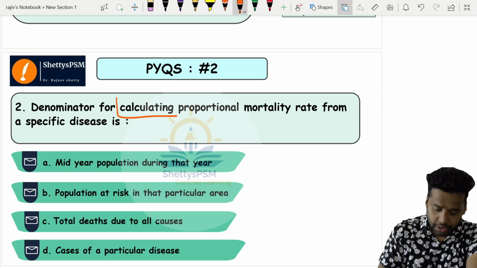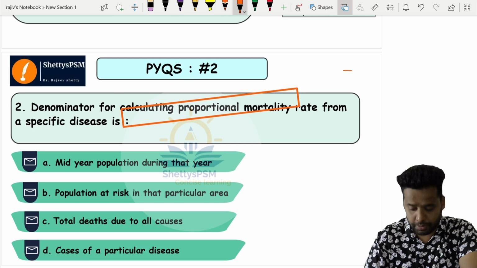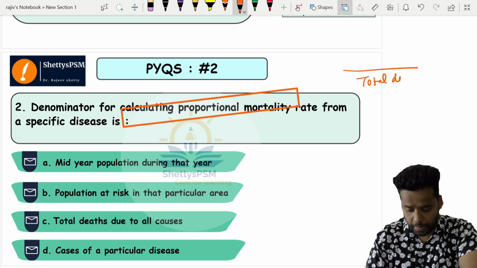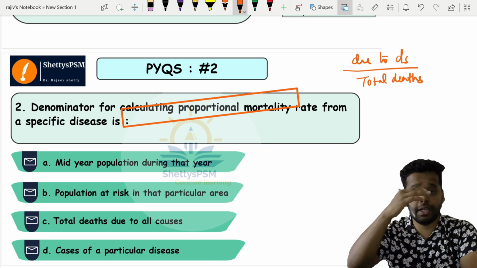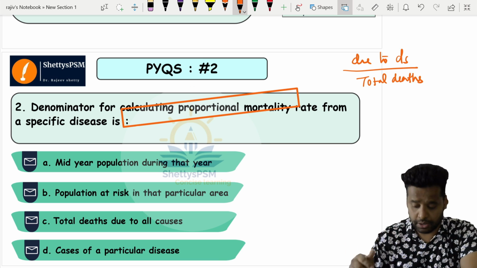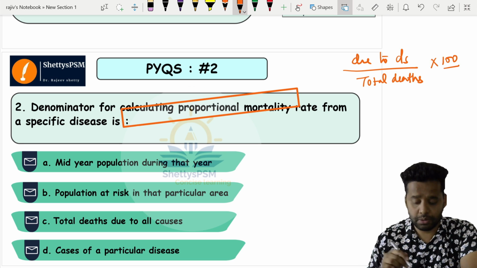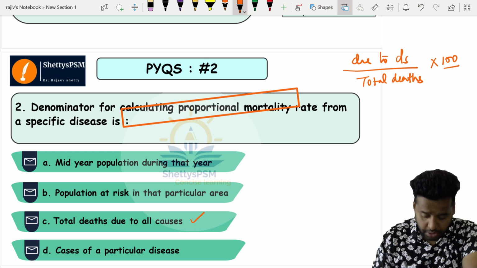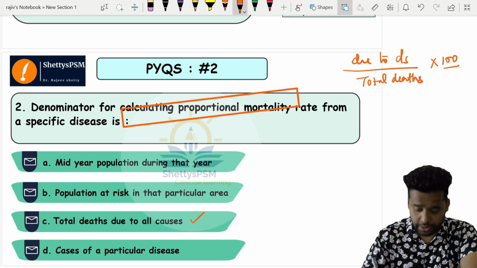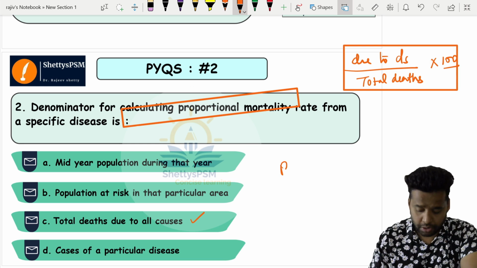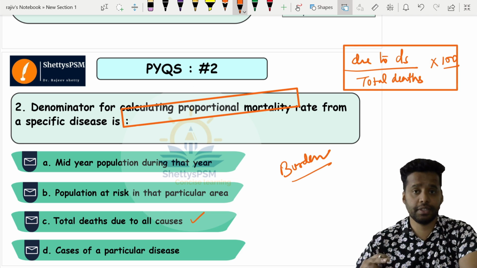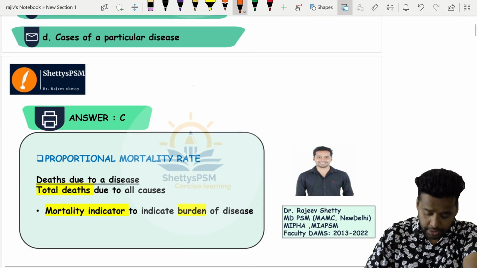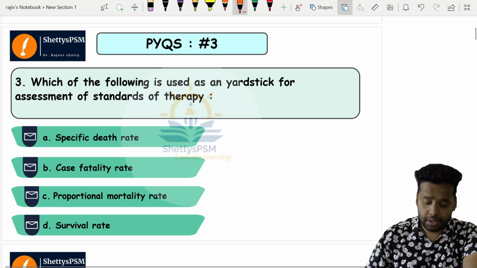Denominator for calculating proportional mortality rate. What is the denominator? Total deaths. Numerator is deaths due to a disease. If I want to calculate the contribution of TB, then I'll say deaths due to TB divided by total deaths into 100. So this is a proportion. Denominator is total deaths due to all the causes, indicating contribution or burden of disease. Mortality indicator indicating burden of disease is proportional mortality rate. Case fatality rate will indicate virulence of a disease.